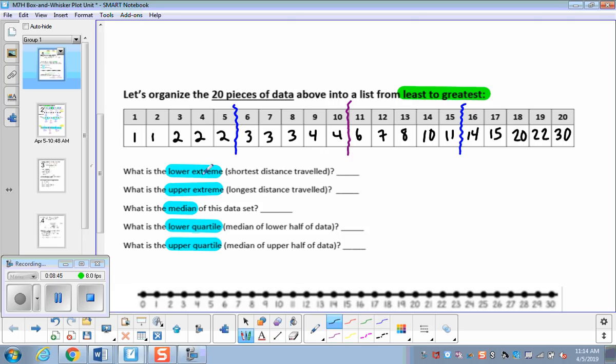So, what is the lower extreme, the shortest distance that anybody traveled to get to this restaurant? Just 1 mile. What is the upper extreme, the longest distance, the biggest number? So we have that somebody has traveled 30 miles to get to this restaurant.